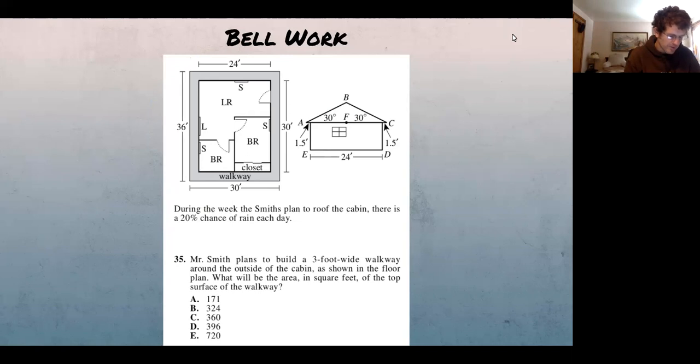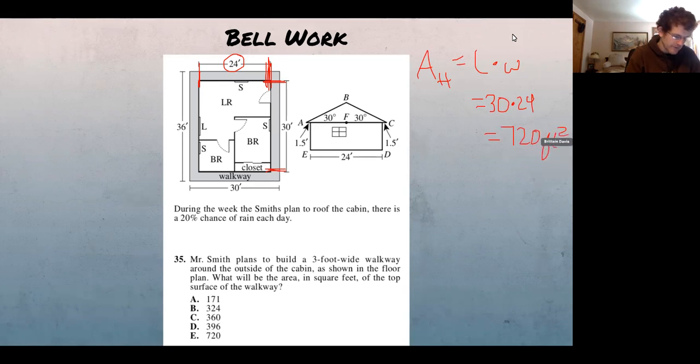So Mr. Smith wants to build a 3-foot wide walkway. You can see that this 24 right here is referring to this width of the house itself, and this 30 is for the length of the house. So if we get the area of just the house itself, that's going to be the length times the width, 30 times 24, which is 720. And I know that's square feet. So that is the first part of this problem.